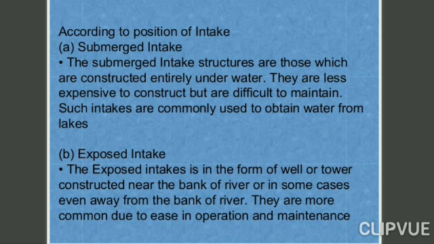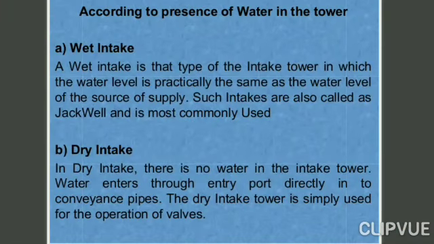The exposed intake is in the form of a well or tower constructed near the bank of a river or in some cases even away from the bank of the river. They are more common due to ease in operation and maintenance. Next, according to presence of water in the tower, there are two types: wet intake and dry intake. The first one is wet intake.